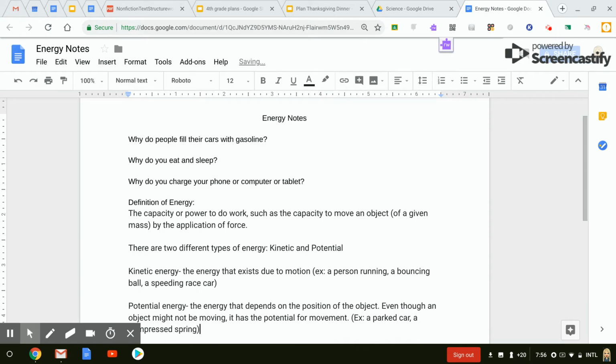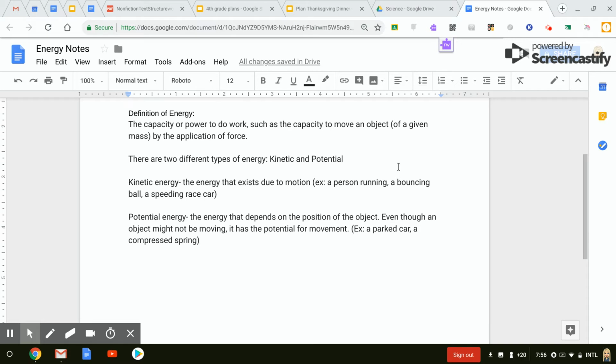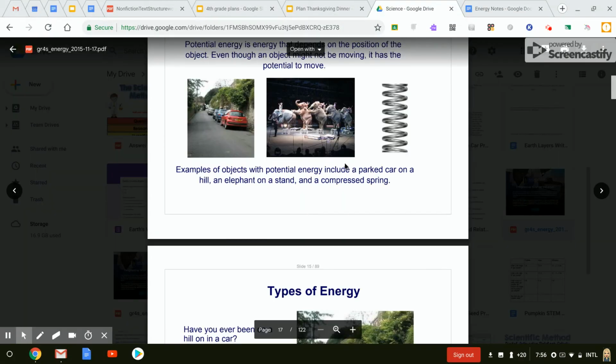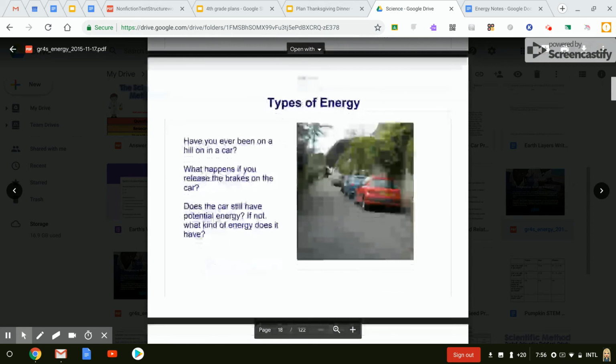And a compressed spring would be like a spring that is squeezed, and the potential energy of that spring is its potential to expand back out and spring out.